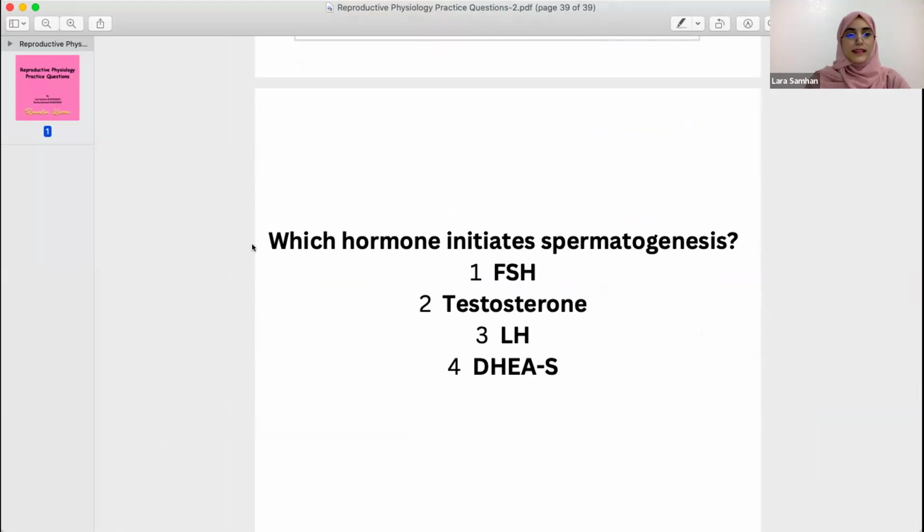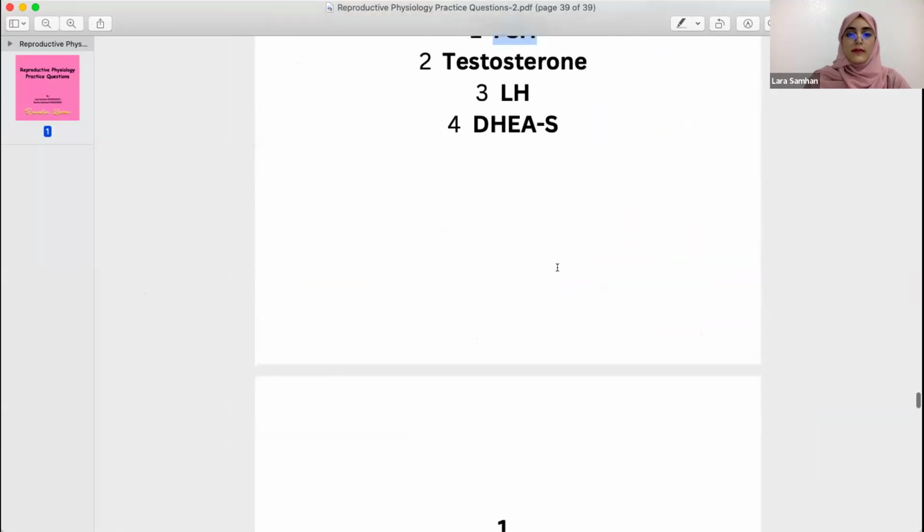Okay, what do you guys think is the answer? Perfect, excellent, exactly. So what hormone initiates the spermatogenesis? It's basically the FSH hormone.